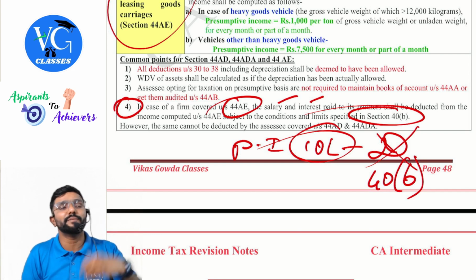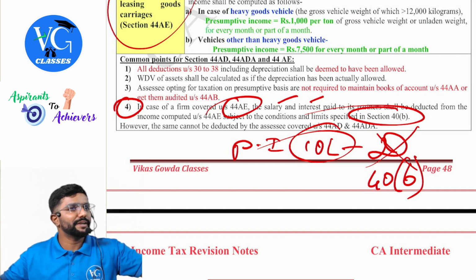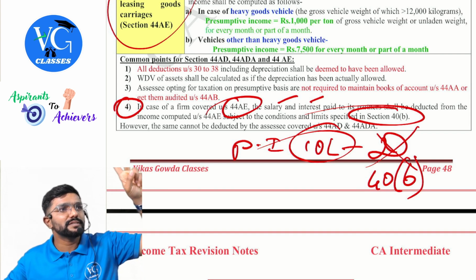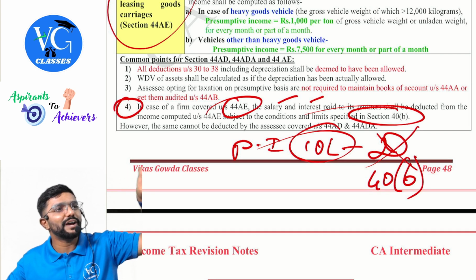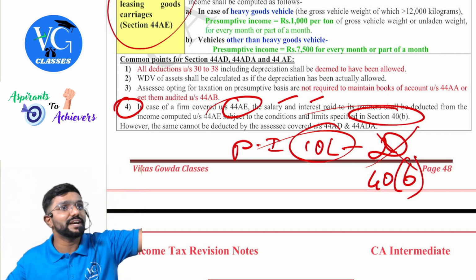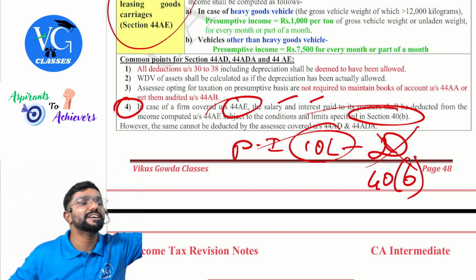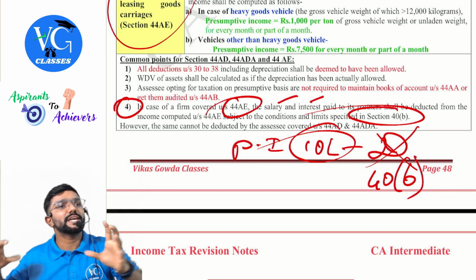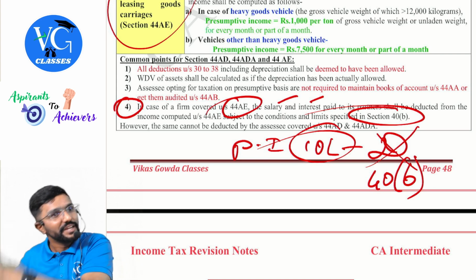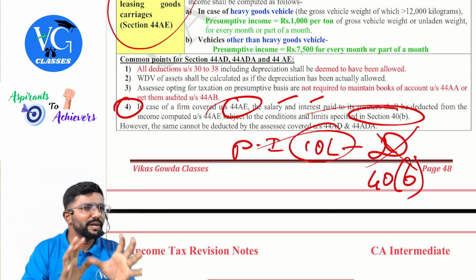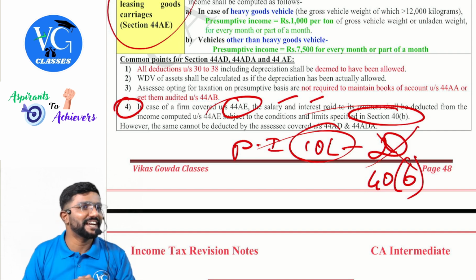There are two composition schemes, 10(1) and 10(2A). 10(1) is for RTM, restaurant suppliers, traders of goods, manufacturers of goods, or MTR. You know MTR, no? Manufacturer, trader, and restaurant supplier. Next, 10(2A) is for anyone who is not eligible for 10(1). Clear? More about this we will see in indirect tax.